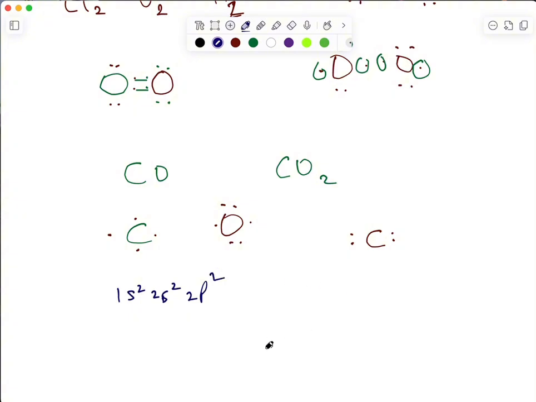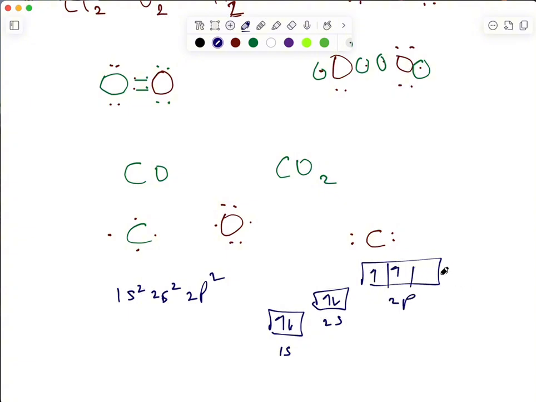2p2. If you draw the orbital diagram, this is your 1s, this is your 2s, and in this place you have your 2p. From what I've explained to you, they will first of all be single before you start pairing them. And since it's only two electrons in the 2p subshell, you only have this. So these are the valence electrons. There are 4 valence electrons, and they are there without pairing up with anything.